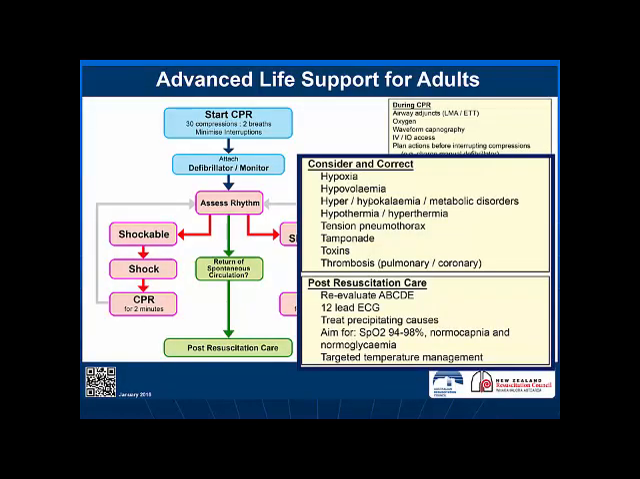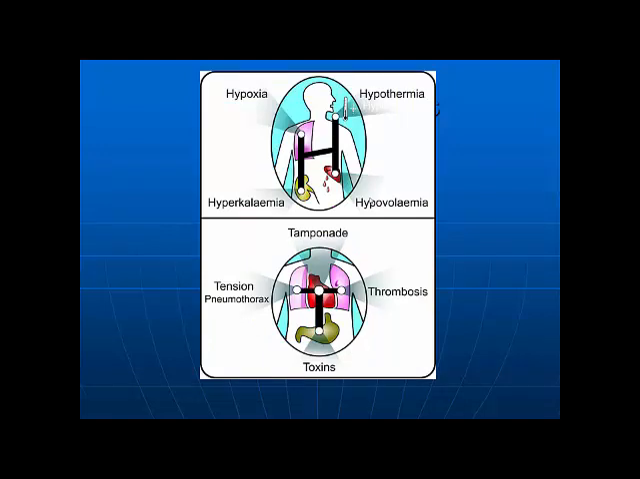All right, so what to do? So someone's arrested, you are doing your chest compressions and assessing the rhythm and shocking or not shocking and giving adrenaline. Meanwhile, you have to try and consider correctable or reversible causes as to cause of the arrest. The easiest way of remembering those are the 4 H's and 4 T's. And here's a nice little diagram to help you remember what they might be.